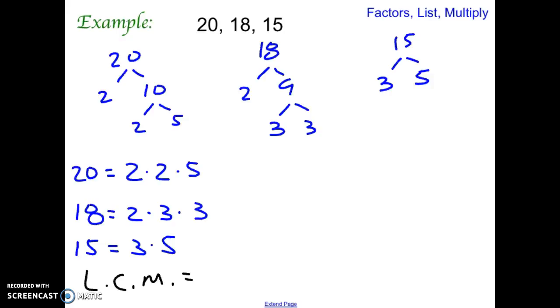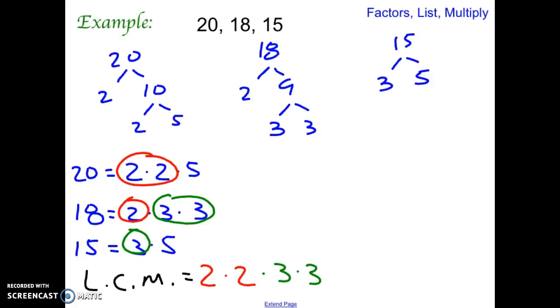So for the least common multiple, let's start with the terms. If we look at the 2's, we got 2 2's in the first term, 1 2 in the second term. So we got to put two 2's in our least common multiple. If we look at the 3's, got a pair of 3's in the second term, 1 3 in the third term.